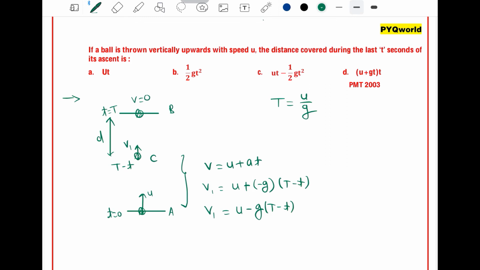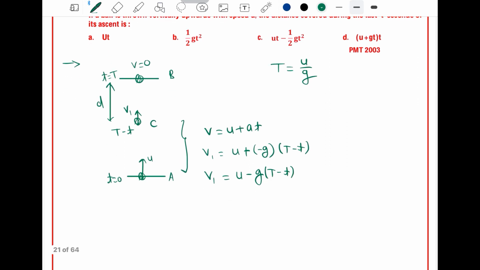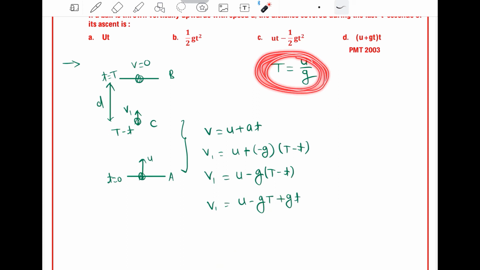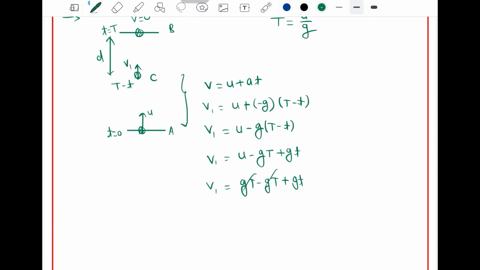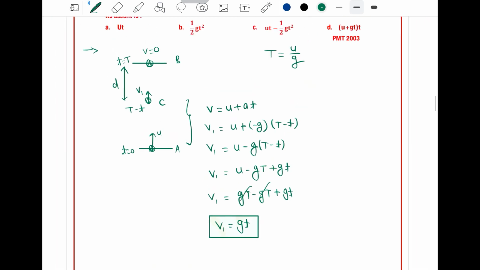Now see, we can solve this. v1 can be written as u minus gT plus gt. So from this equation we can write u is equal to g into capital T. So v1 is equal to g into capital T minus g into capital T plus gt. So this gT will get cancelled out. v1 can be written as g into small t. So this is the velocity at point C.